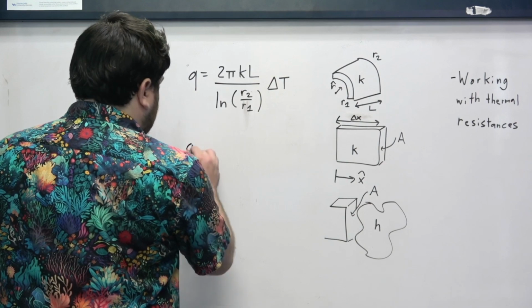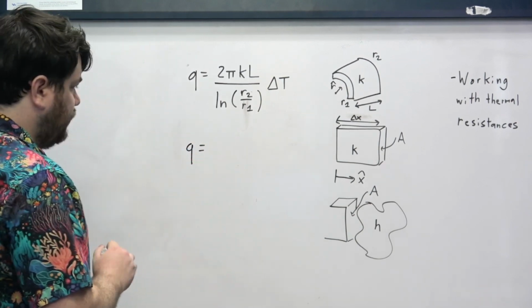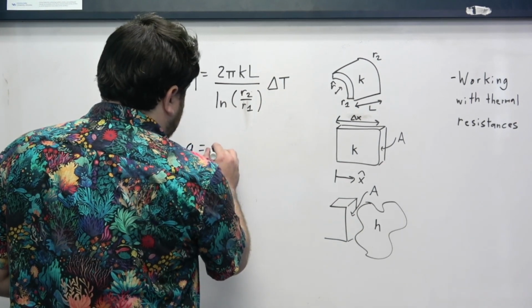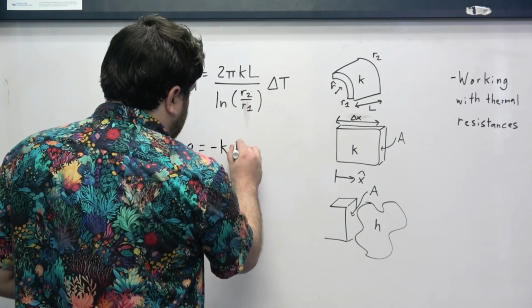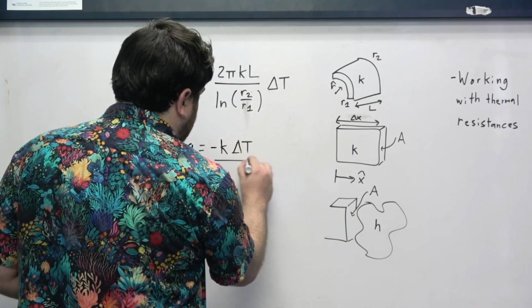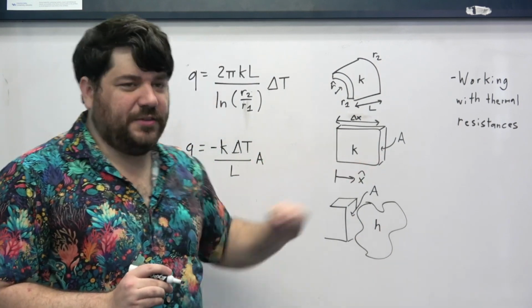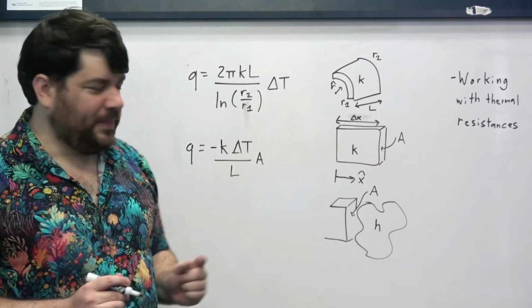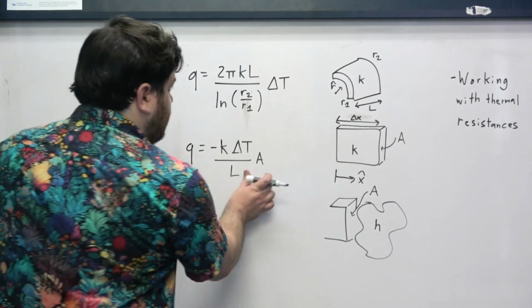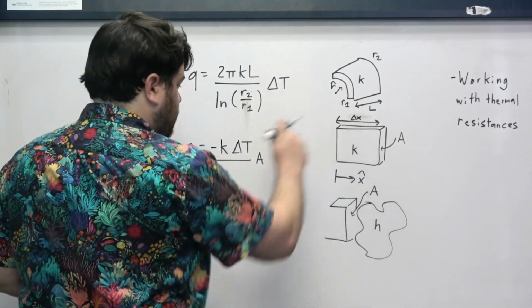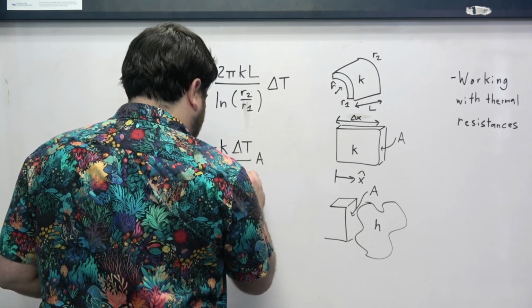For planar systems, we had seen the following. We had said that this was just minus K delta T divided by L times A, where A is the cross-sectional area of the wall. L, or pardon me, to avoid confusion with the cylinder length, let me write this as delta X.